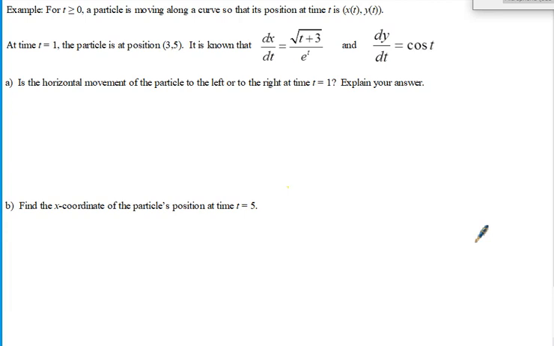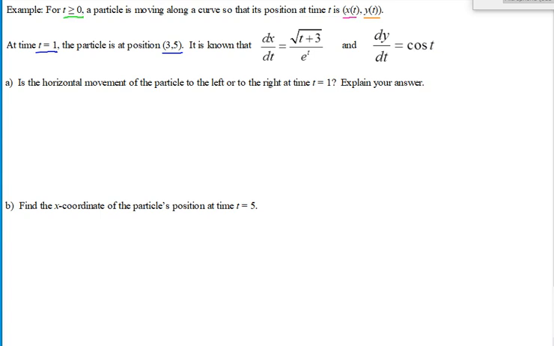These are the notes for AP Calculus on the topic of parametric formulas with the graphing calculator. So on this one it says for time greater than or equal to 0, which is usually, we're only considering non-negative time. So our particle is moving along a curve, so its position is x of t, y of t. But notice we're not given those equations for the position function. Instead, it says at time 1, the particle is at this position, 3, 5. And we know dx dt and dy dt, what they're equal to.